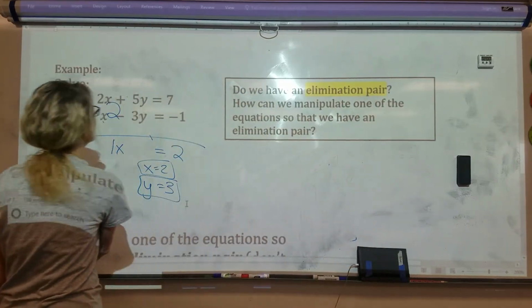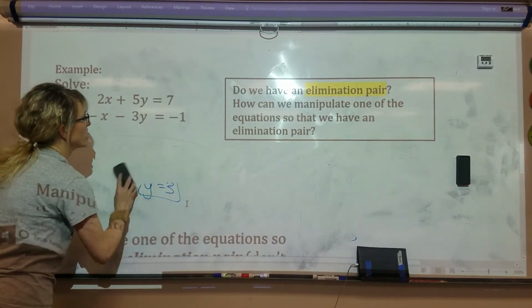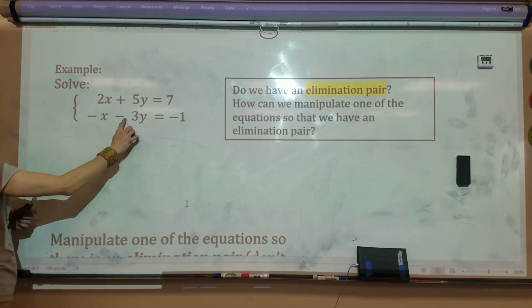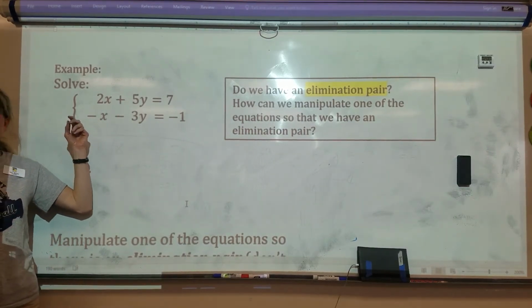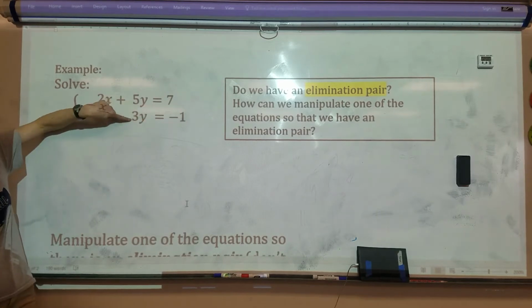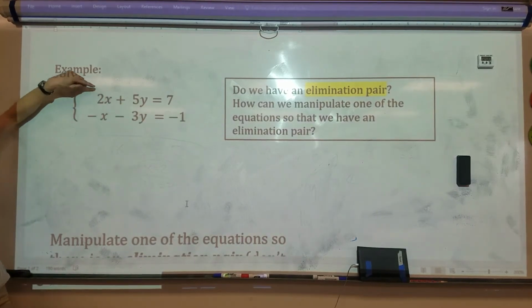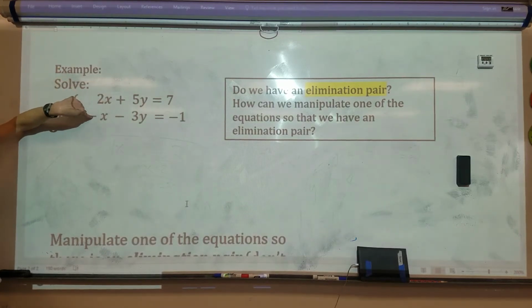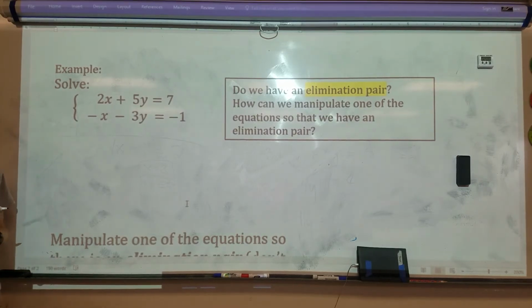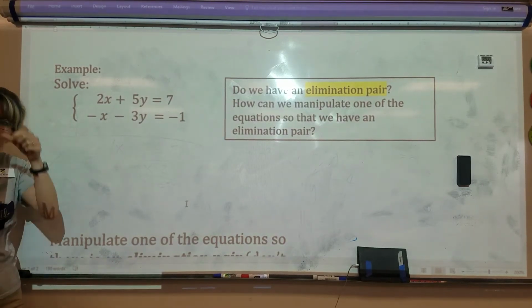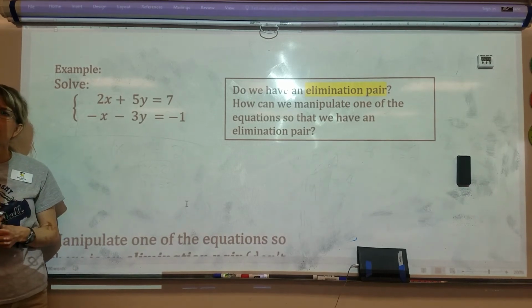So this one is 2x plus 5y equals 7. Negative x minus 3y equals -1. Dang it, I don't have an elimination pair. Remember, I need same variable. Got it. Same coefficient. I don't have the same coefficient here. I do have a positive and a negative. What can I do? Hiram. Oh, should I push one maybe to just make one equation, like 2x, just x.